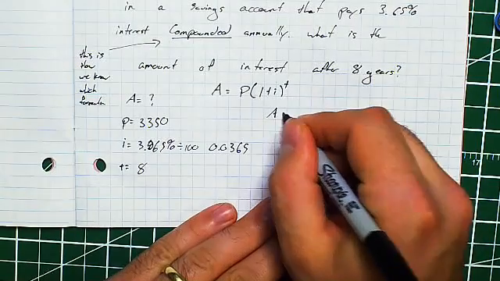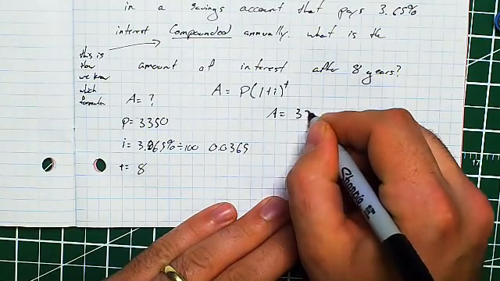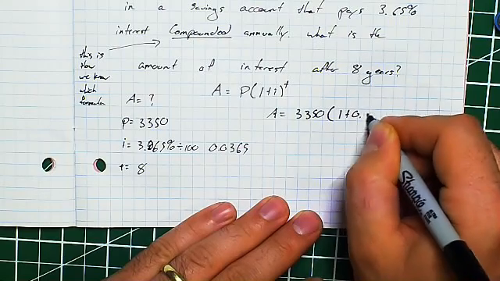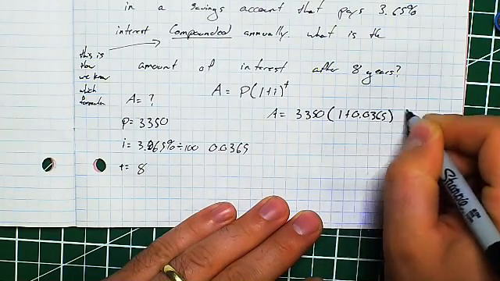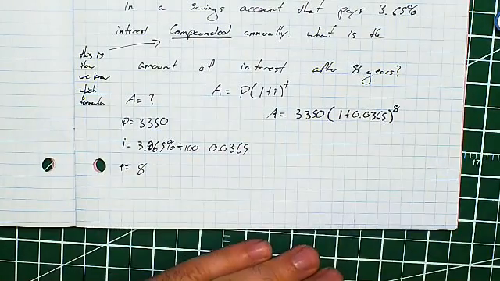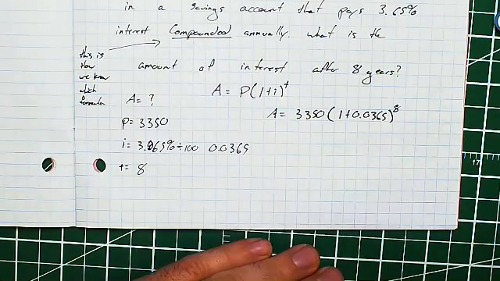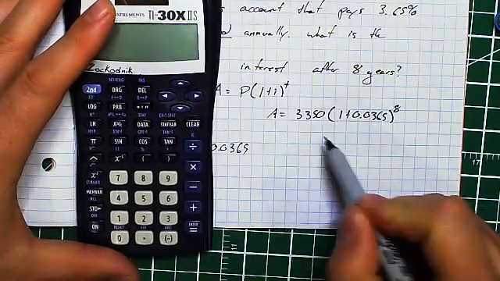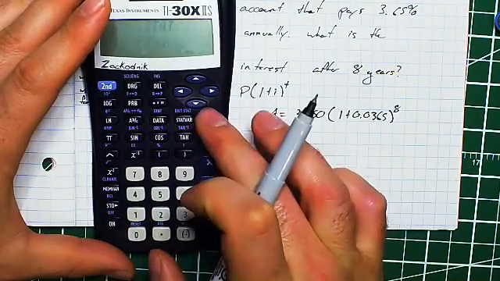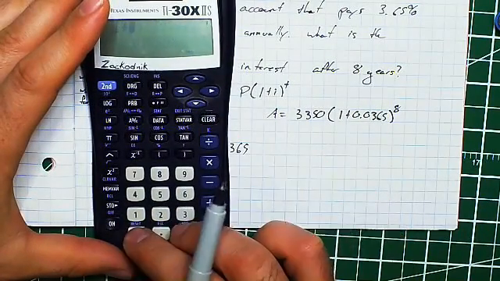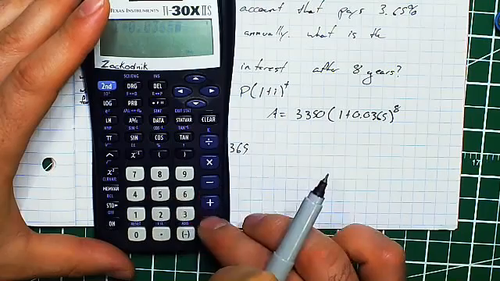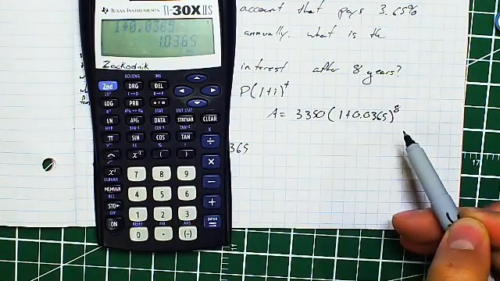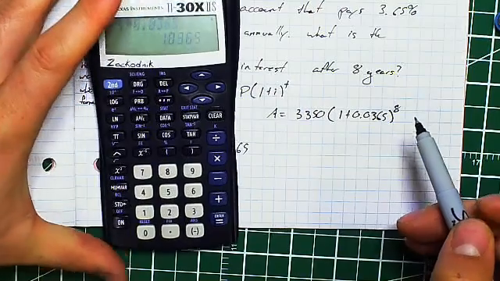We're now just going to fill in our formula. A equals 3,350 times (1 plus 0.0365), all to the power of 8. The real trick with these formulas is just remembering following operational orders, or BEDMAS. So we're going to do our brackets first. So 1 plus 0.0365, add that first. We're then going to use that to the power of 8.